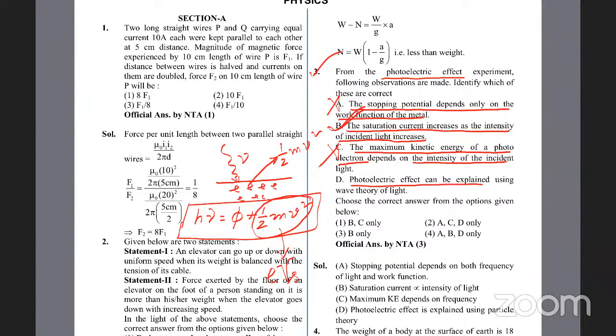The statement that the photoelectric effect can be explained using the wave theory of light is also wrong. Why? The photoelectric effect supports the quantum nature of light, that is, the particle nature of light. The name of that particle is photon. The photoelectric effect is the collision between a photon and a bound electron of the photometal. So only B is correct. So you can expect a question based on the photoelectric effect.